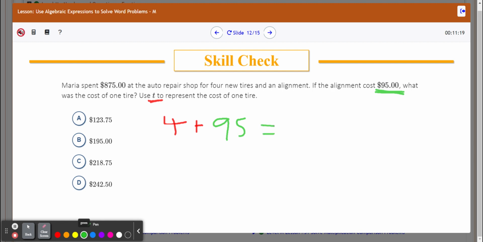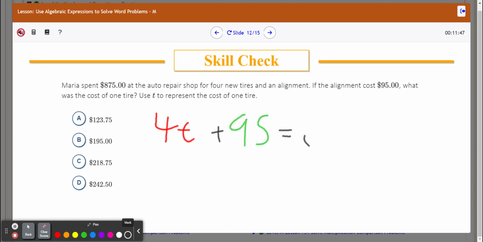That was the total. Sorry, this is very unclear. All right, let me write that again. So we've got 4T plus 95 equals 875. That was the total she spent on 4 tires, 4T, plus 95, the alignment.